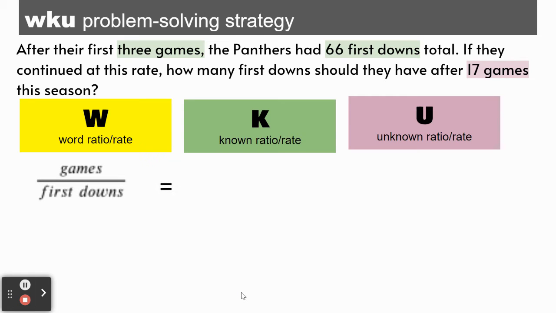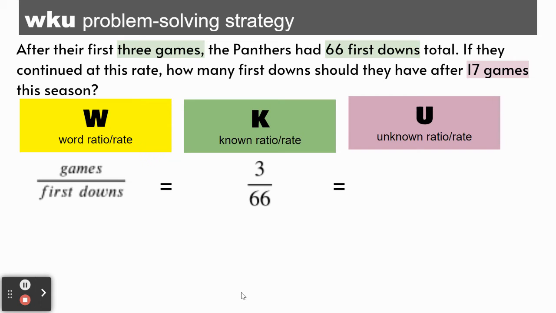The next thing I notice is that they do give me a full on rate here. They say 3 games, 66 first downs. So after the first 3 games, they had 66 first downs. So now here's the part you got to be a little bit careful about. Make sure you put things in the right place. So if I say in my word ratio or rate that games goes on top, then games is going to be on top and the first downs are going to be on the bottom. That's so important to remember. Okay, so I have 3 games, so I should have the 3 on top, and the 66 is the first downs. That goes on the bottom.